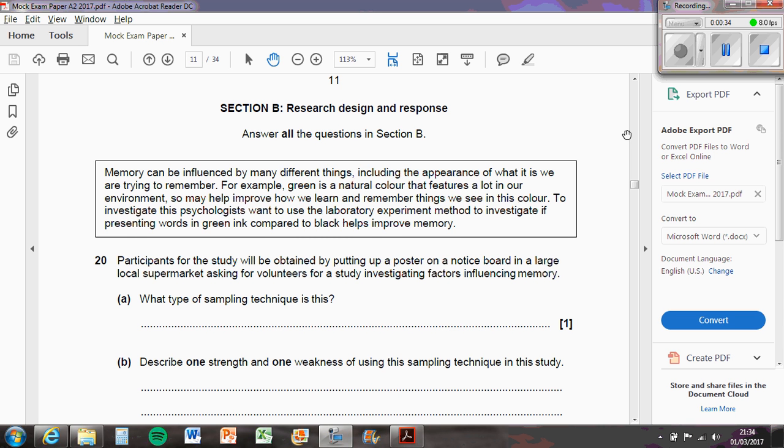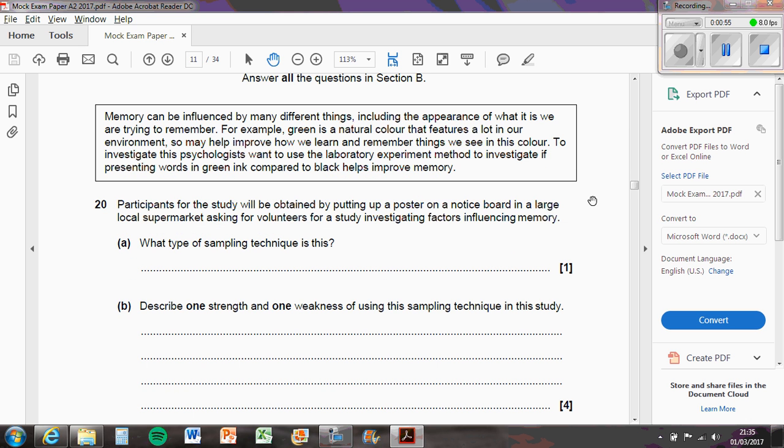So participants in the study will be obtained by putting up a poster on a notice board in a large local supermarket, asking for volunteers for a study investigating factors influencing memory. What type of sampling technique is this? So it's a self-selected volunteer sample because they are responding to the poster on the notice board in the large supermarket, and they're coming to the researcher. It doesn't actually say why, it just says what type, so you get a mark for just saying the type, but if it did say why, then you'd have to go into detail about that.